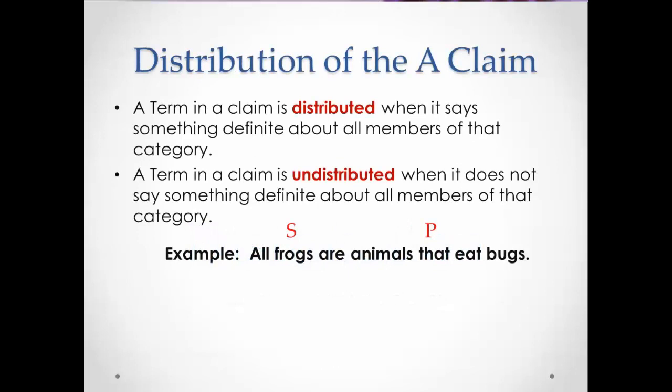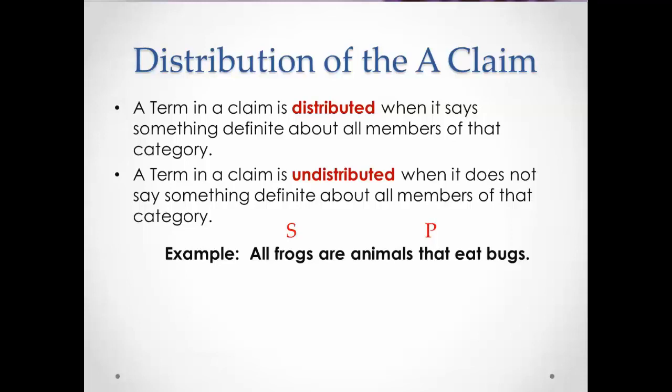So what is distribution? A term in a claim is distributed when it says something definite about all members of that category. A term in a claim is undistributed when it does not say something definite about all members of that category. Let's look at an example of an A claim.